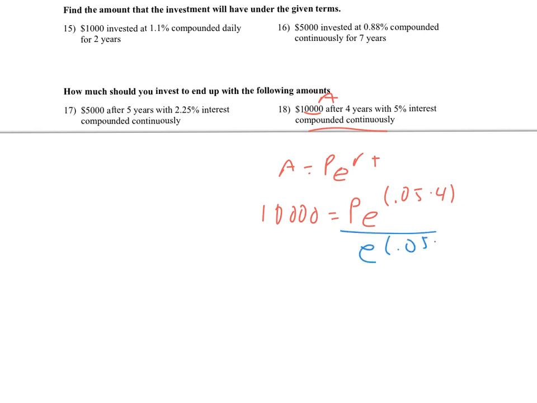All right, next one here is asking how much you should invest to end up with the following amounts. So this is actually telling me about A. And this is compounded continuously, so I'm going to use A equals P times e to the RT again. So I'm going to plug in 10,000 right here, and then we don't know what P is, and then we do e to the power of 0.05 times 4. And then I would just divide both sides by that e to the 0.05 times 4. And whatever you get for that is going to be your P value.